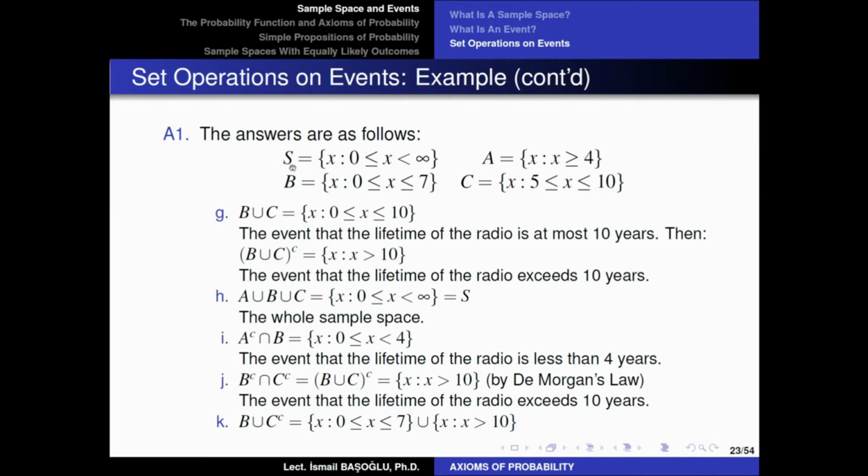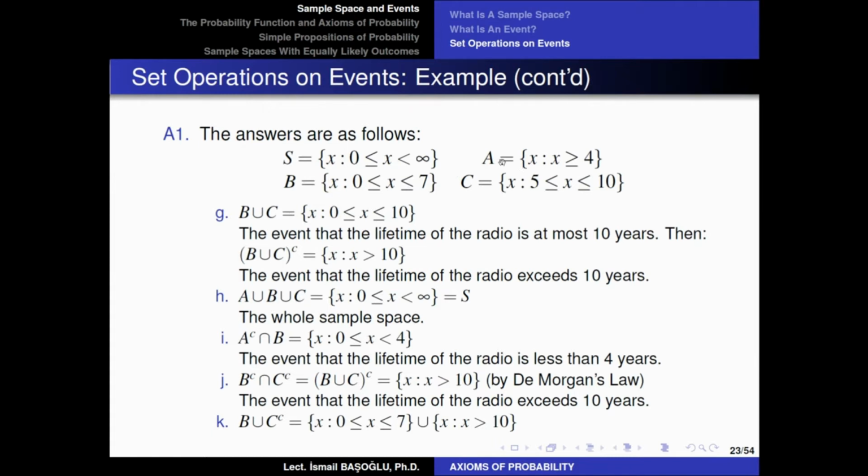Anything in the sample space which is not a part of B union C will be in its complement, right? So the complement of B union C is equal to the event that the lifetime of the radio exceeds, or is more than, 10 years. Now, A union B union C. What is A union B union C? Actually, we have already determined that A union B gives us the sample space. So if you add C into that union, still you will get the sample space because everything is already there. So A union B union C gives us the whole sample space.